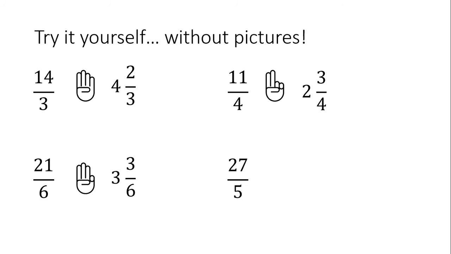Finally, 27 divided by 5. 27/5 is the same as 27 divided by 5. So let's count by 5s till we get to 27, or as close as we can get. 5, 10, 15, 20, 25. Okay, 25 is as close as we get to 27. I see I have 5 fingers out, so 5, and what's the remainder? Well, 25, 26, 27. Oh, a remainder of 2. So 5 and 2/5. And that's how you convert improper fractions into mixed fractions.